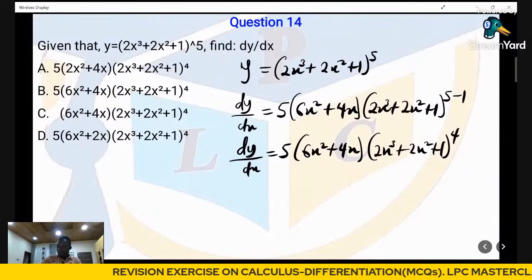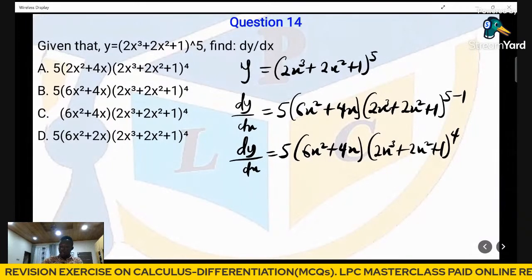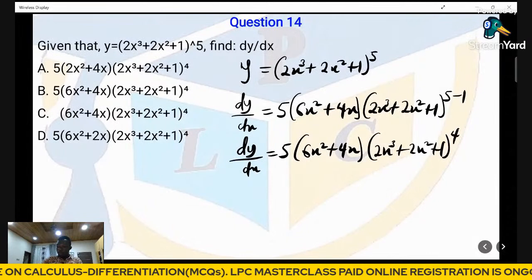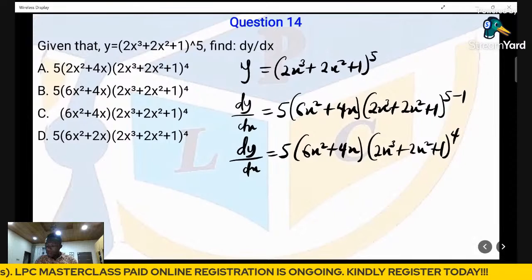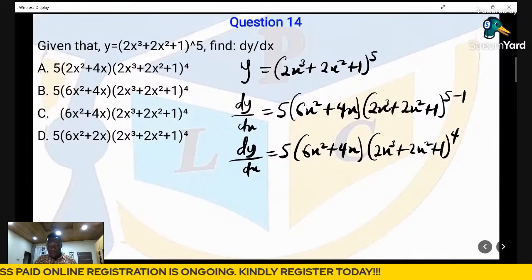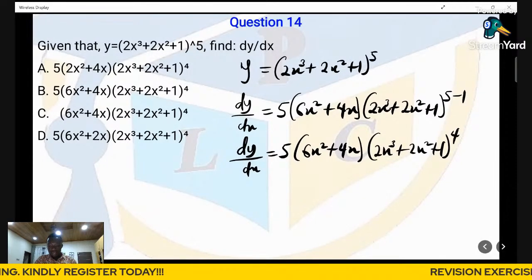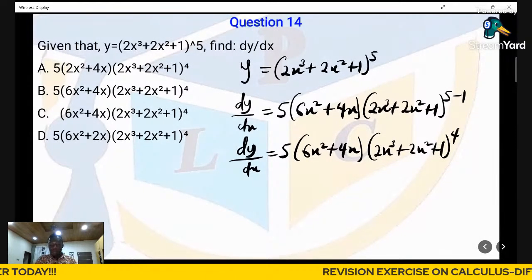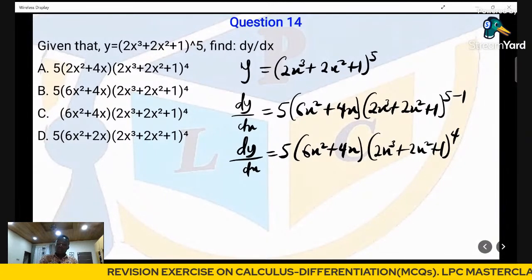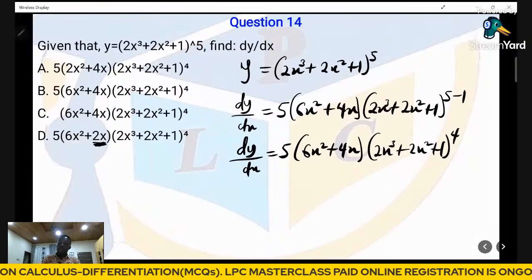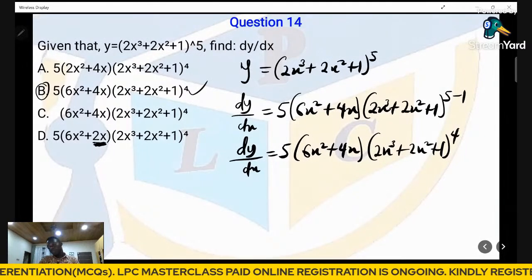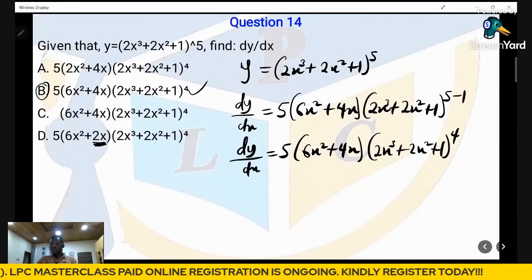So this is going to give us option what? Let's see which option meets this criteria. We have 6s squared plus 4x, right? So A is out. Is B also out? D is also out. C is also out because you don't have 5. Remember, D is having 2, so you need to be careful here. So we will take B as the best option for the derivative.